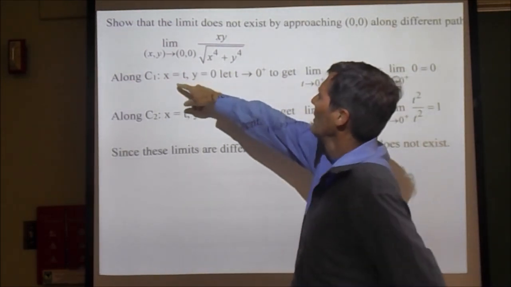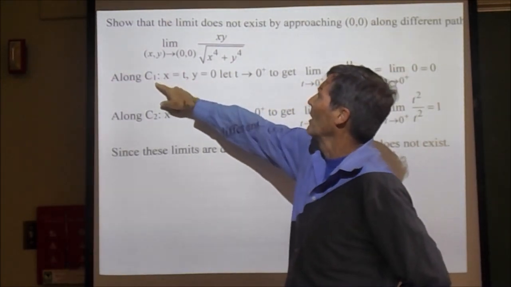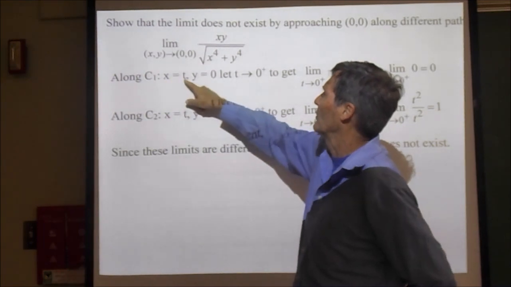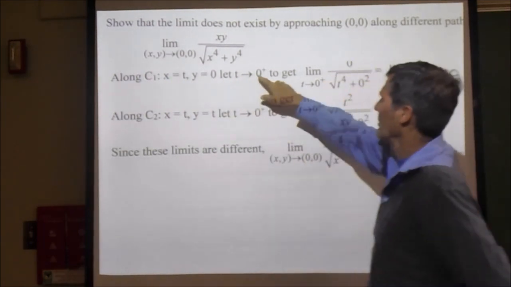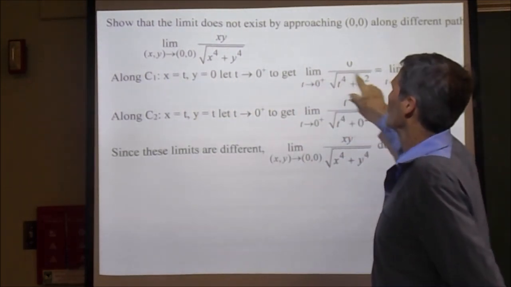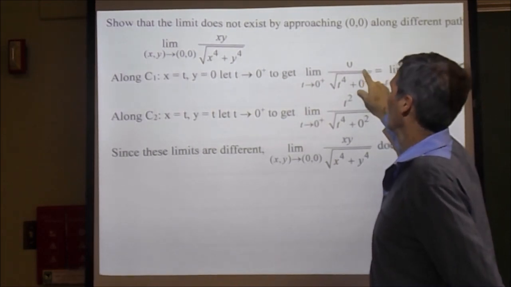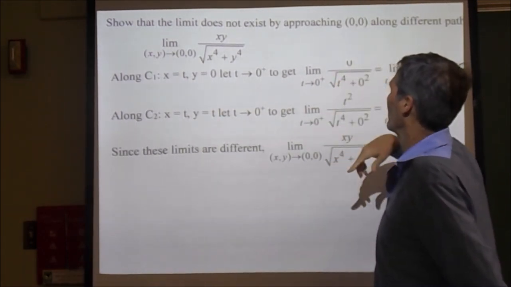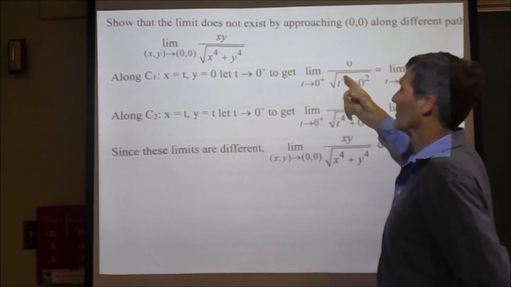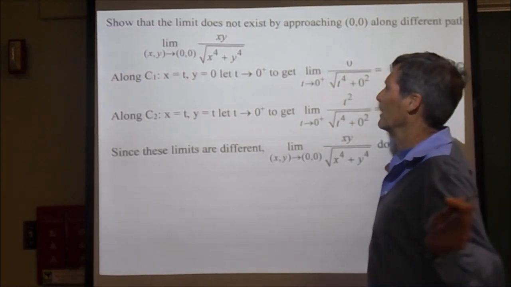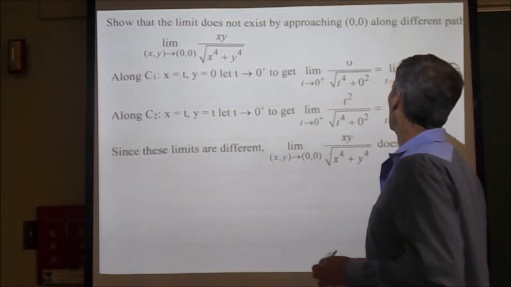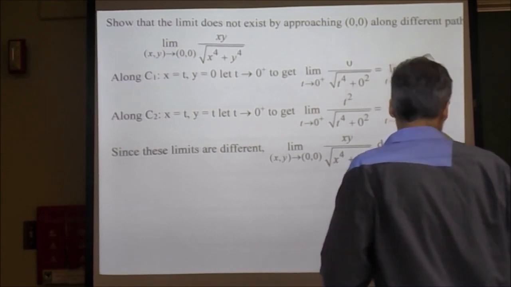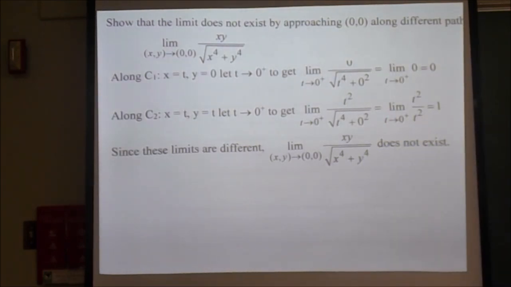So let's look at this path. Along path C1, let x equal t and y equal 0. Let t go to 0 from the right. This limit should be equal to some number, it looks like, since it's close to polynomials. If it doesn't exist, we're done. If a limit from any direction doesn't exist, we're done. What do we get? We get 0.